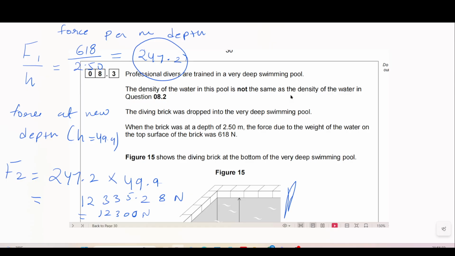How do you know that force per meter depth is that though? Because this is when the brick was at the depth of this many meters. The force, because it says here at this depth the force was this, right? That's why I divided it with this length, not the 49.9.